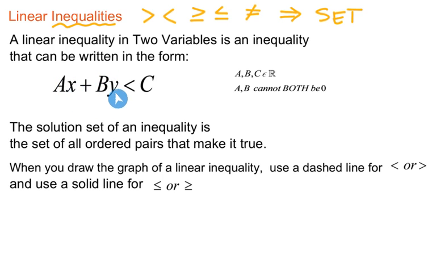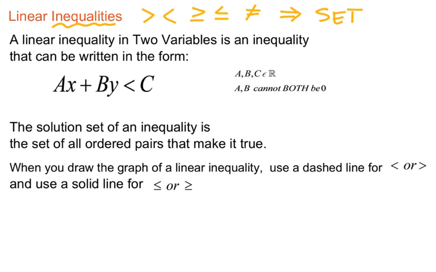So we have some variable, x or y, or some combination of them with an inequality symbol, and it could be any of these 5 symbols in relation to some number. So the solution set of an inequality is the set of all ordered pairs that would make it true. So when we think about visualizing or solving these problems, we're really going to be drawing a graph and we're going to be shading a region.